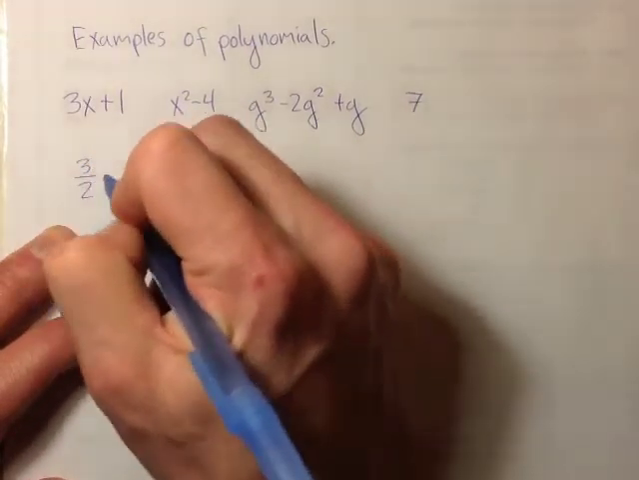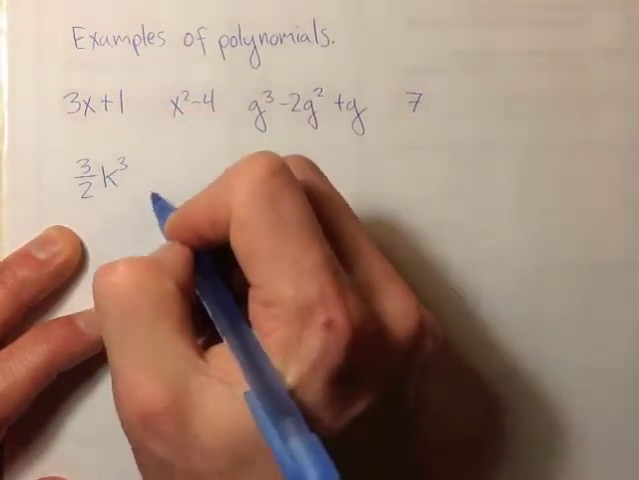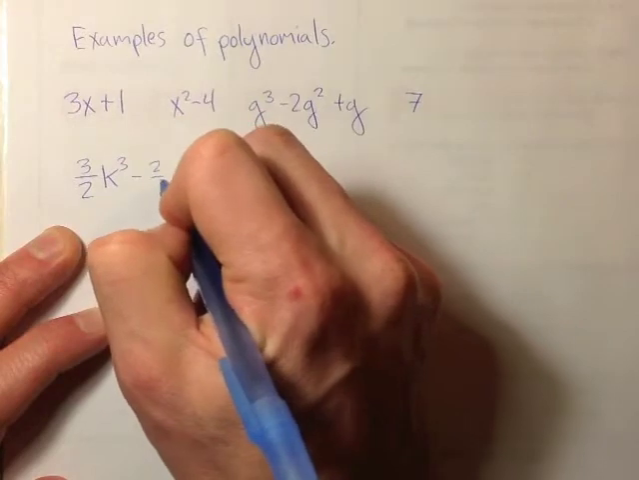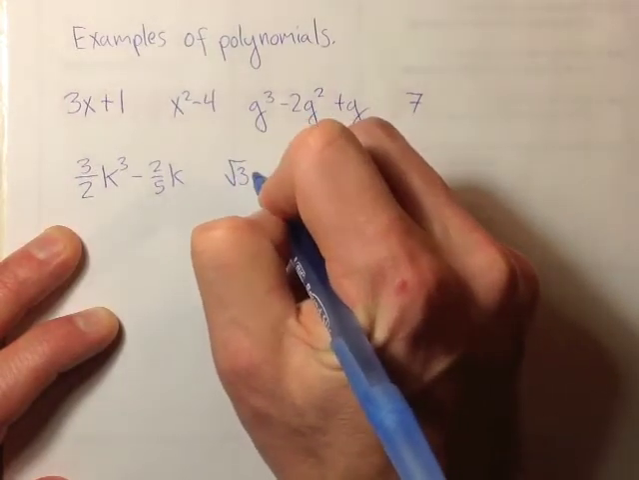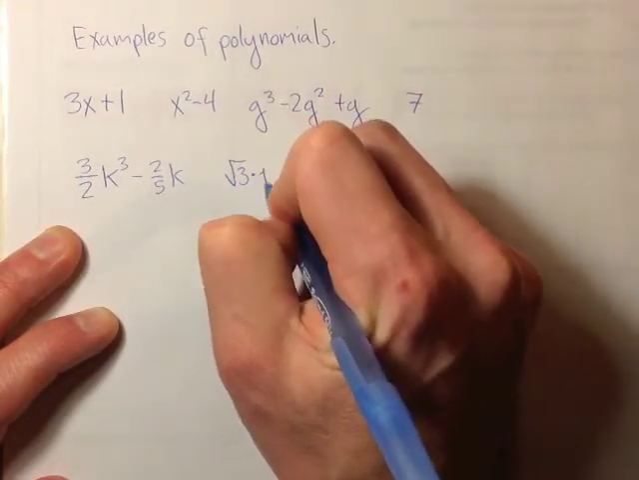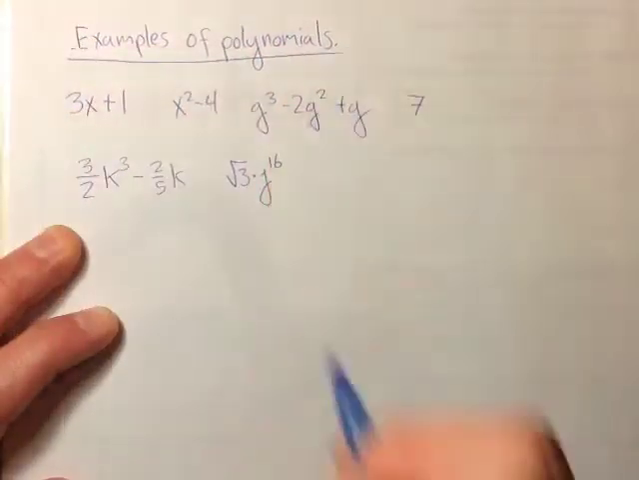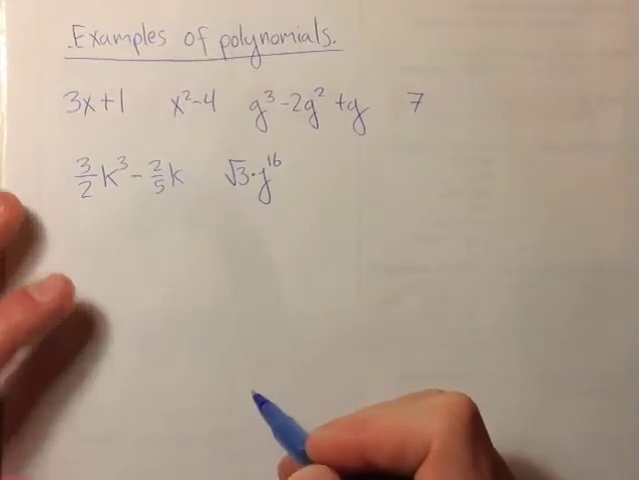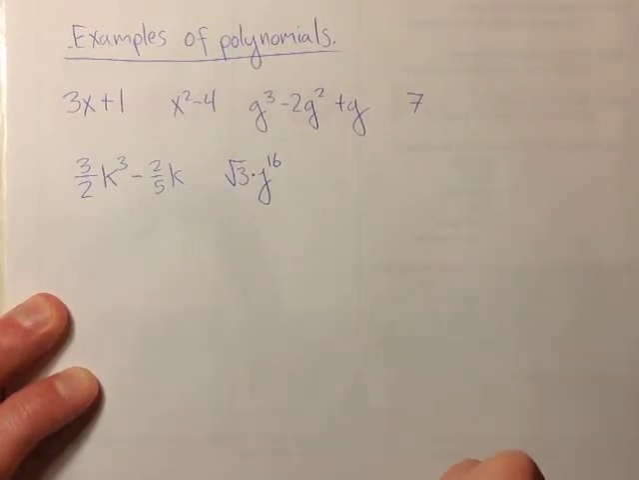3 halves times k cubed minus 2/5 k. That's a polynomial. Square root of 3 times j to the 16th power. That's a polynomial. Okay? So here's a whole different variety of polynomials. Now let me show you a few things that are also polynomials, but they look a little scarier.